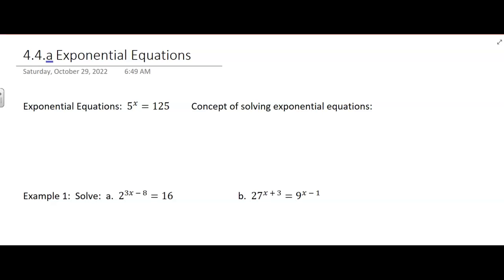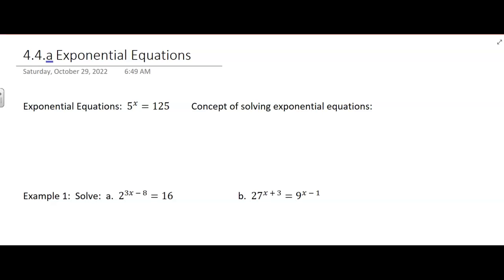Okay, so in 4.4, we're going to work on exponential equations and logarithmic equations. A lot depends on what they give you. We're going to show you a concept for how to solve exponential equations right now in this video. I like this method. It doesn't always work, but I like this method.